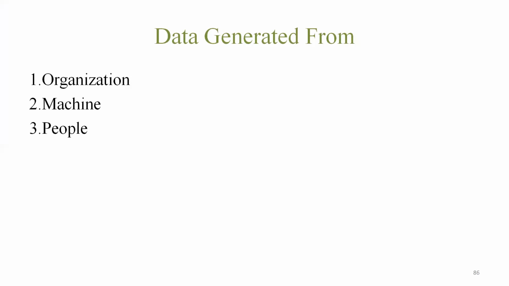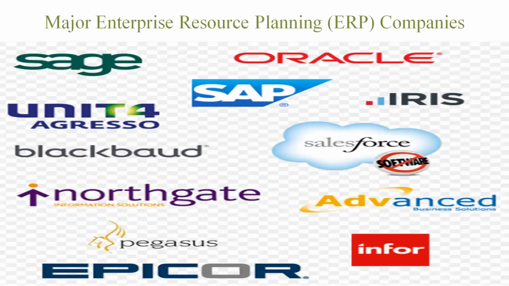I'll tell you what is organization. Once anything becomes digital, these are the sources of digital data. One is organization, second is machine, third is people. In the organization, it means ERP, otherwise called enterprise resource planning. There are some companies, SAP and Oracle, that develop the ERP product.